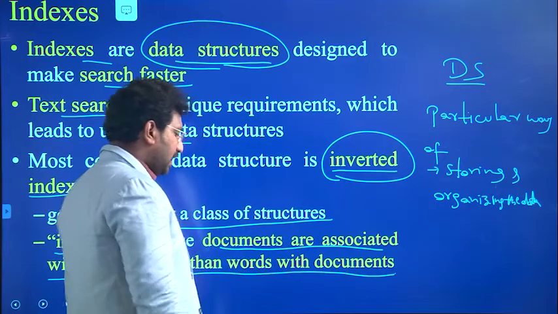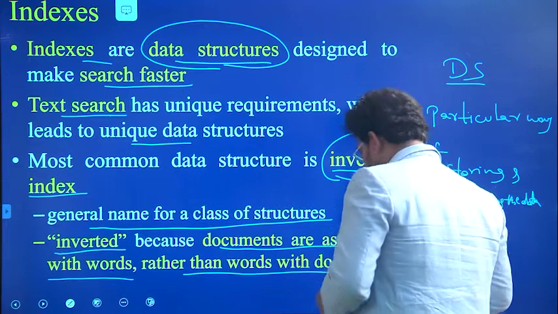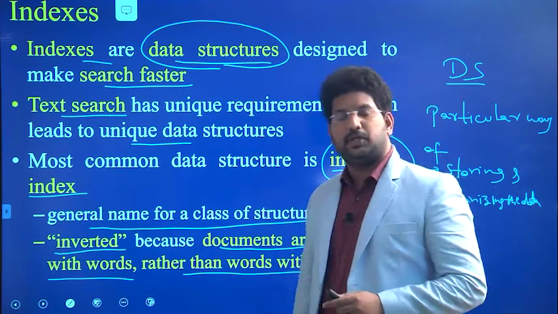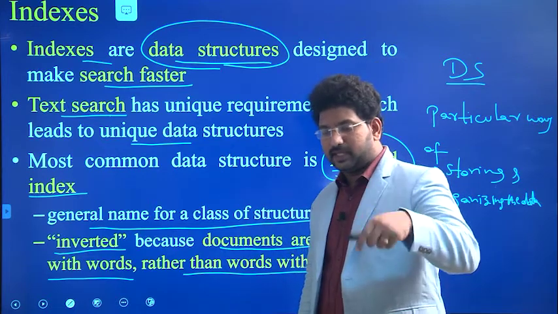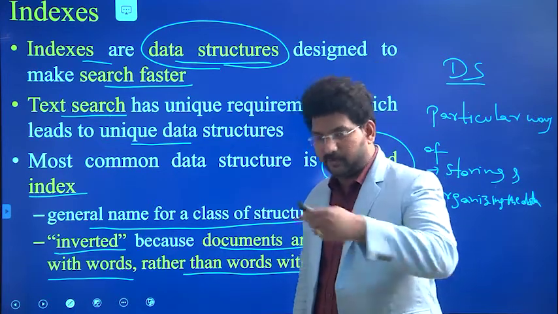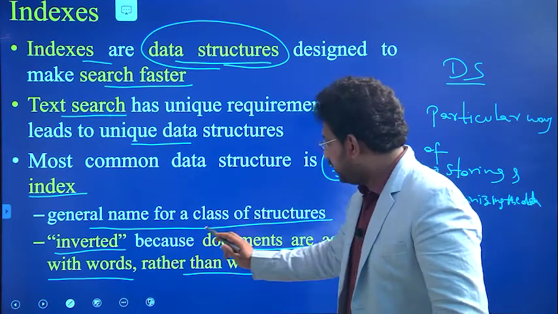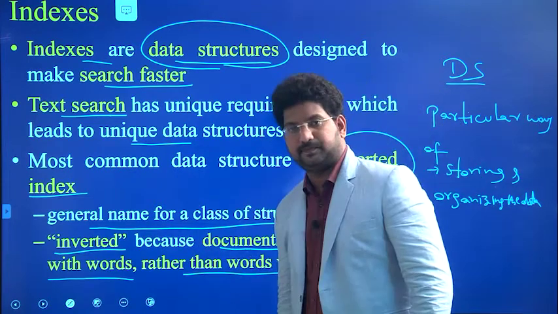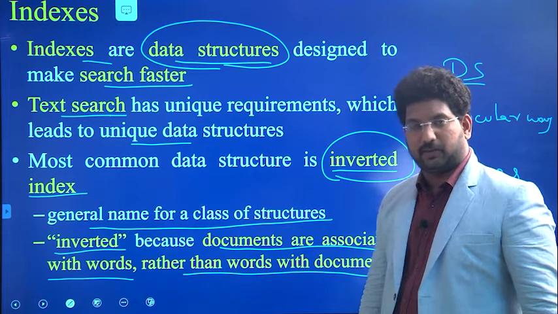Try to understand this in a very detailed manner. If I am talking about text search, one of the most popular data structures we are going to use is the inverted index. We are using this word inverted. Why? If you raise the question, you find the answer here. Documents are associated with words rather than words with the documents.